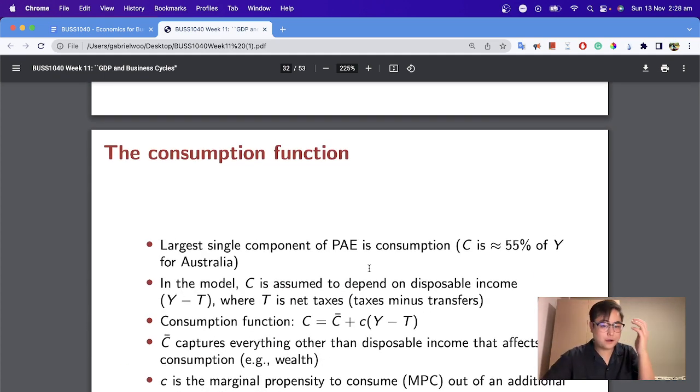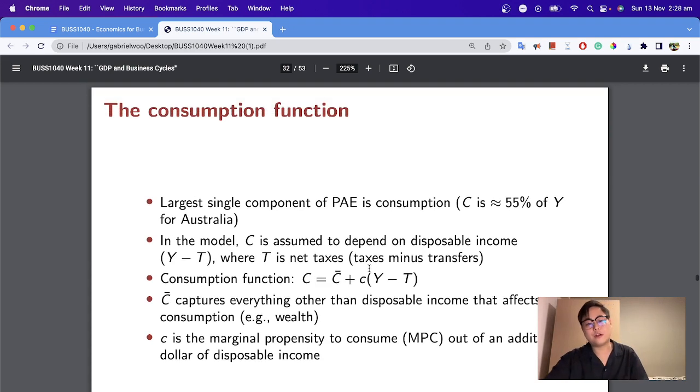So the consumption function right here: the largest single component of planned aggregate expenditure is consumption. Once again, consumption comprises like 65% of the GDP in the US, like 55% in Australia. So it's the biggest component of planned aggregate expenditure. And in the model, consumption is assumed to depend on disposable income. So this is the idea that as income increases, taxes will increase proportionally or through the brackets, but also disposable income will increase as income increases. So yeah, T is taxes.